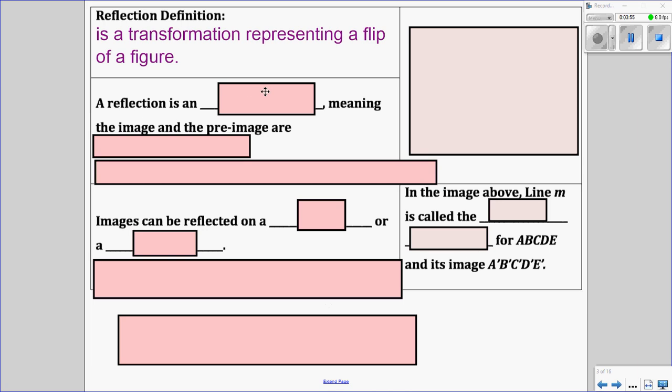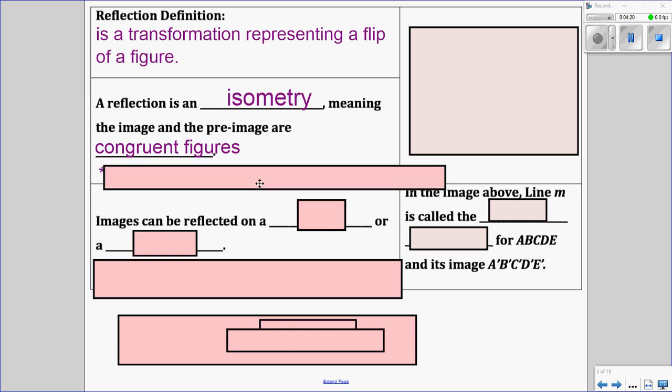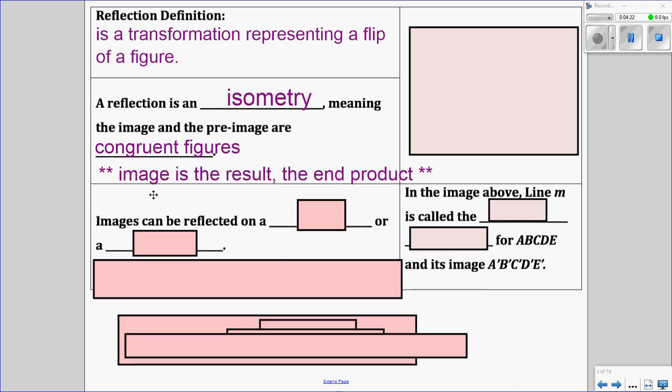So a reflection is an isometry. You want to know what isometry means? Isometry, you're going to hear that a lot, especially when it comes to transformation. It means that the image and the pre-image are congruent figures. So when someone says, oh, that's congruent, ding, isometry. So this is an isometry because they are the same. They are congruent. So that means the image is the result, the end product.